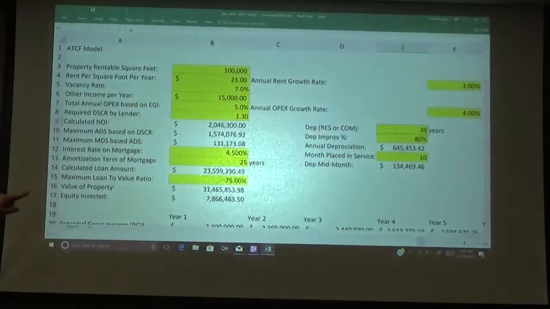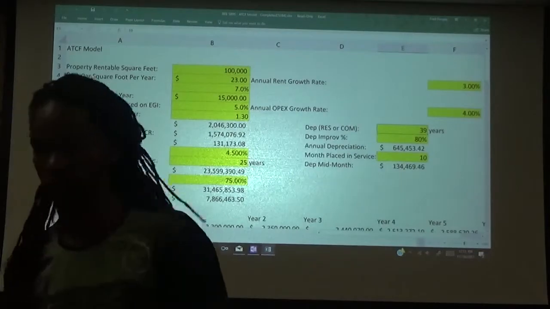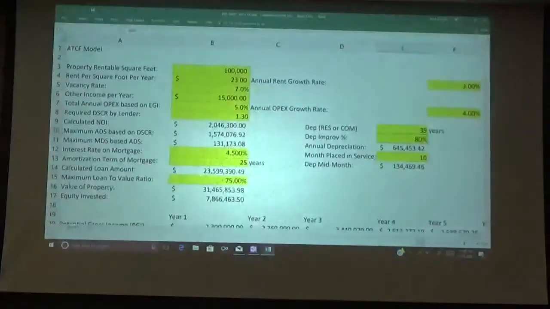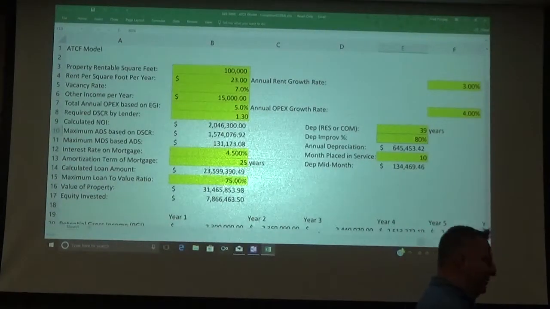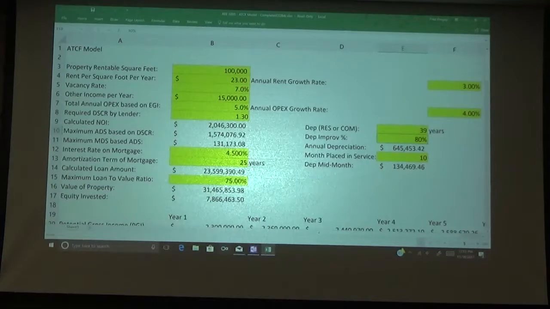But what is important is what follows next, and that is what percentage of the overall property's value is actually depreciable. And what we mean by this is only improvements are depreciable, meaning land is not depreciable for tax purposes.